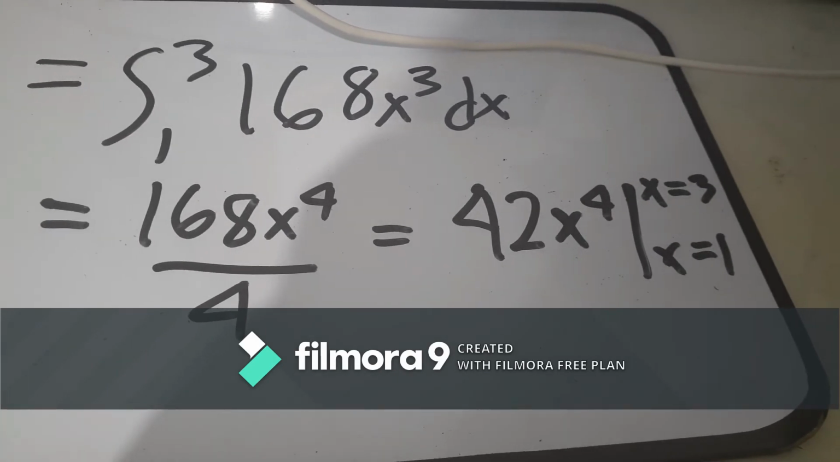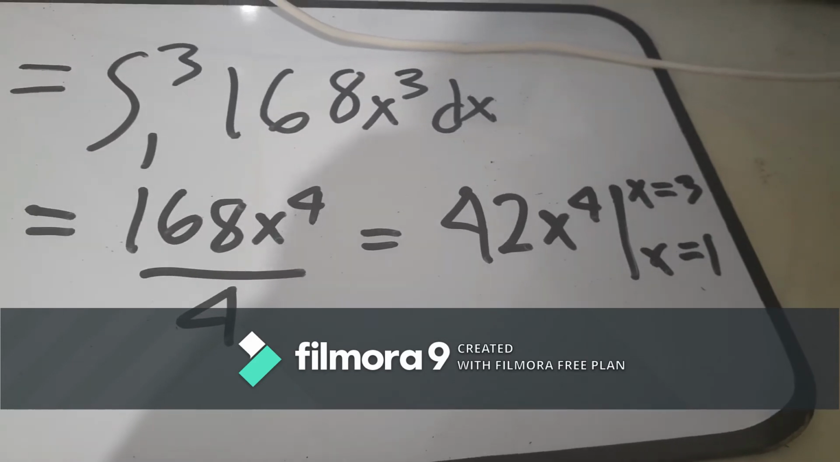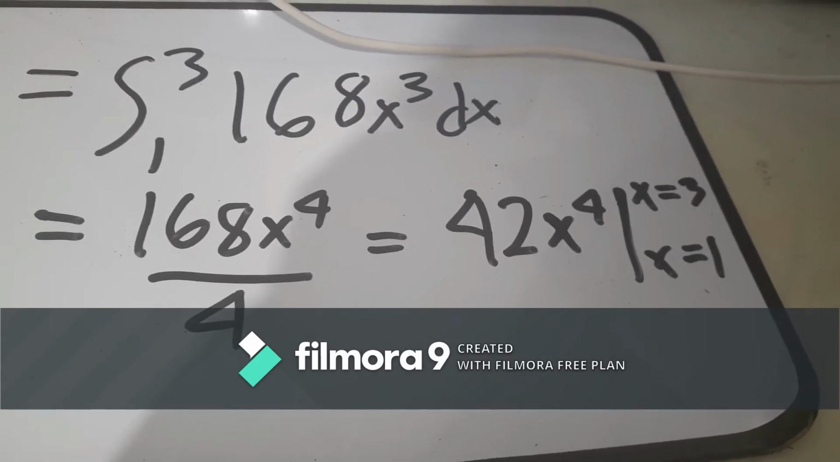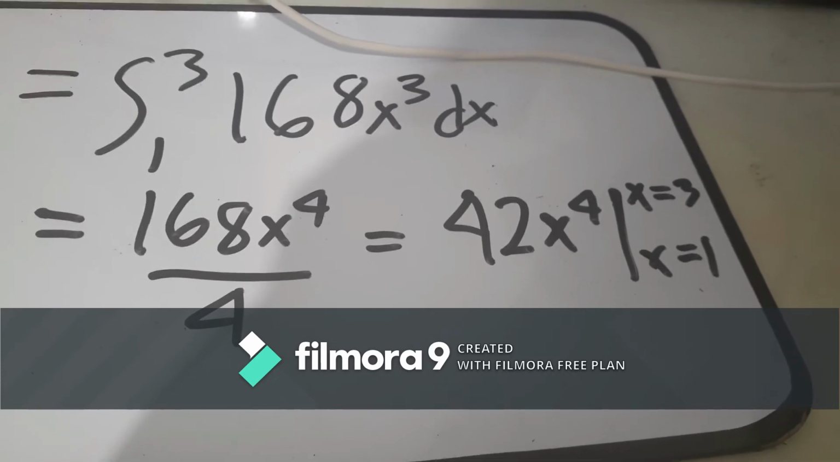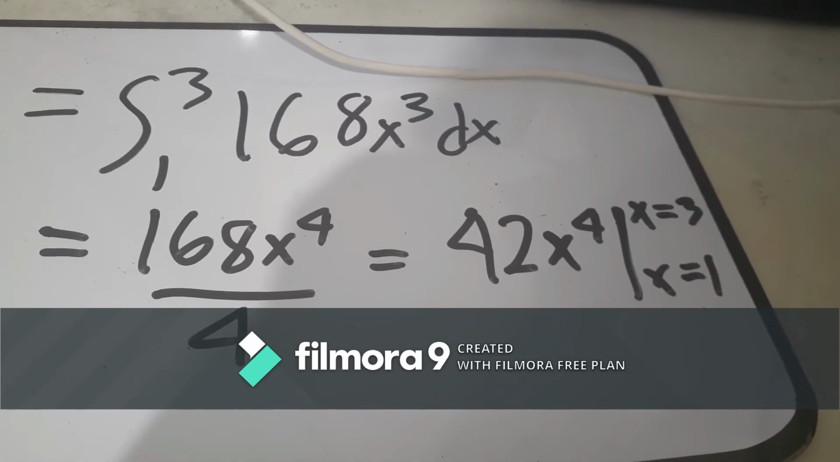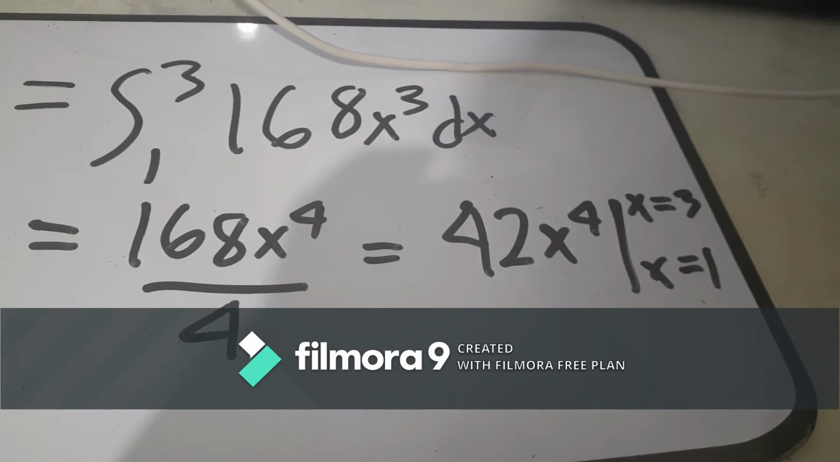And now, we need to integrate this expression with respect to x. 168x to the third power will become 168x to the fourth power over 4. And 168x to the fourth power over 4 will become 42x to the fourth power.